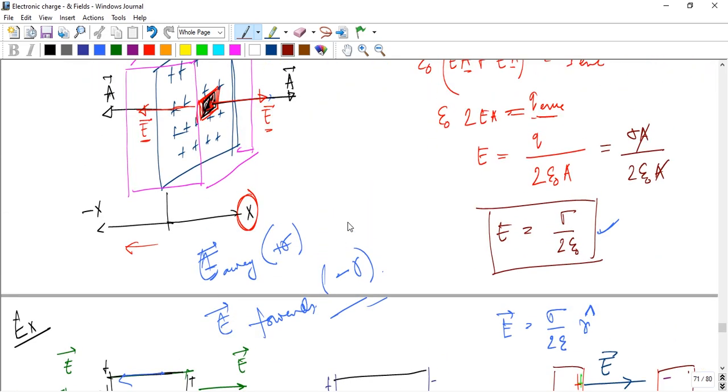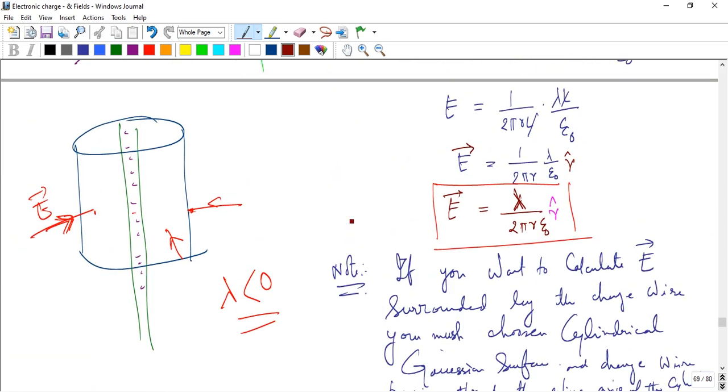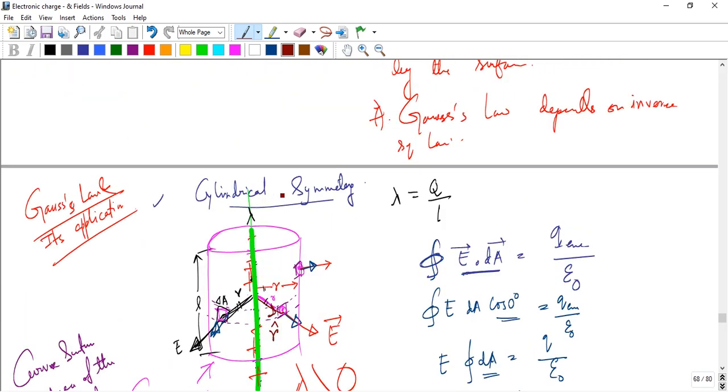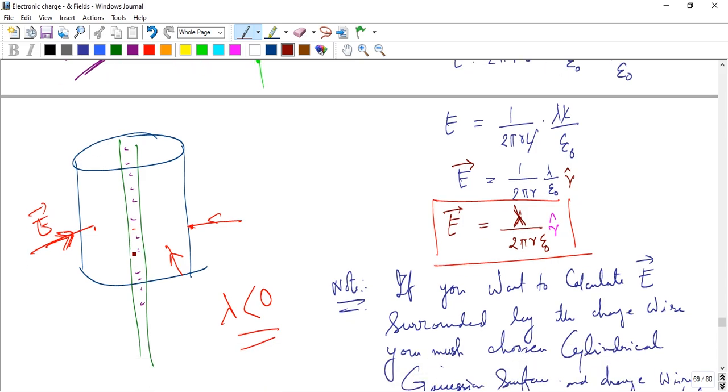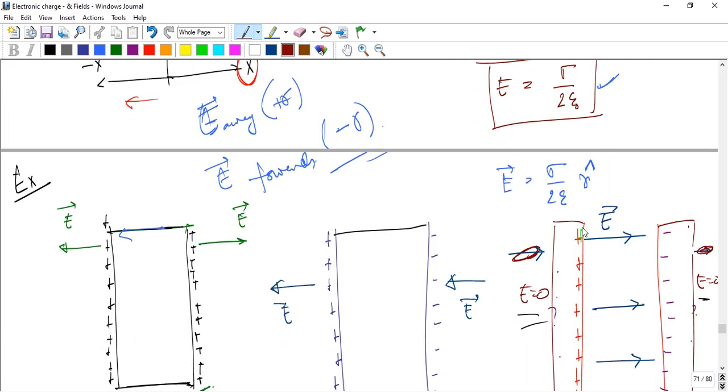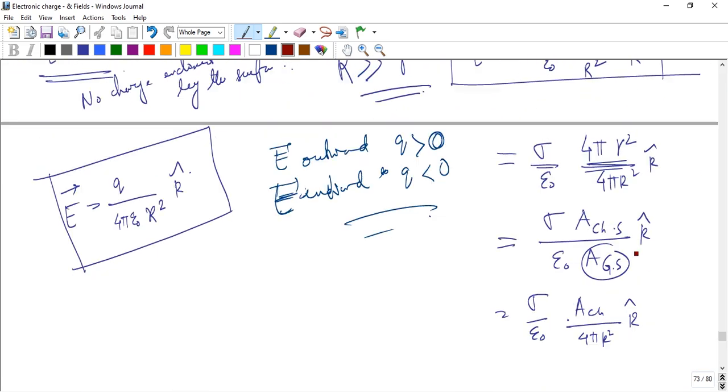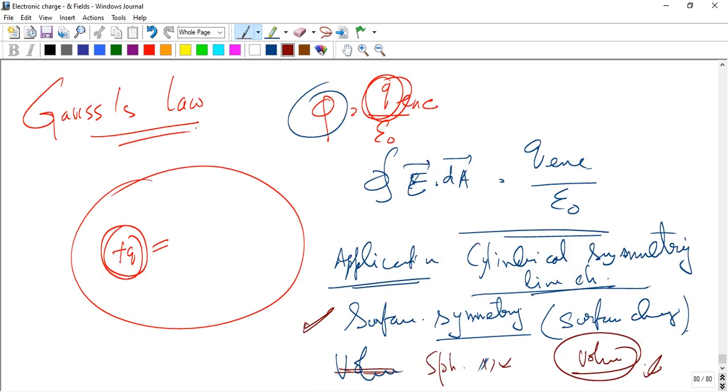Previously we discussed that there is cylindrical symmetry and planar symmetry, also called surface symmetry. These are applications of Gauss's law, and we solved some basic numericals. I think that's enough. I recommend you please follow the previous lectures. This is a summary class, not a discussion of all the lectures. Please follow the previous 10 to 12 lectures I made; those lectures are enough for board exams, NEET and competitive exams.